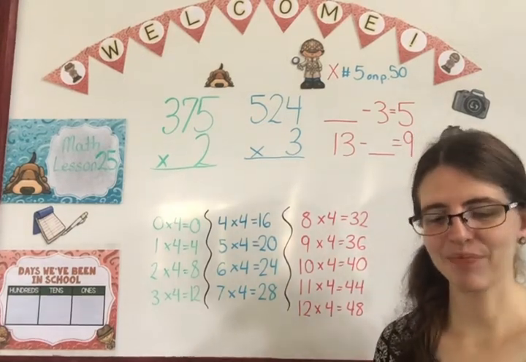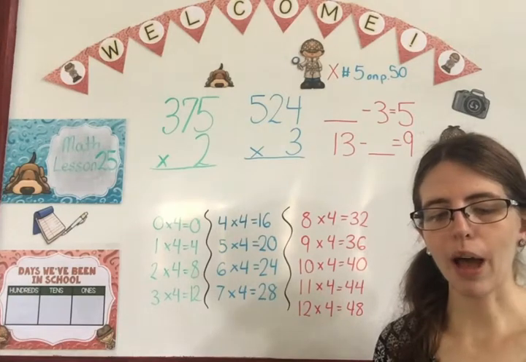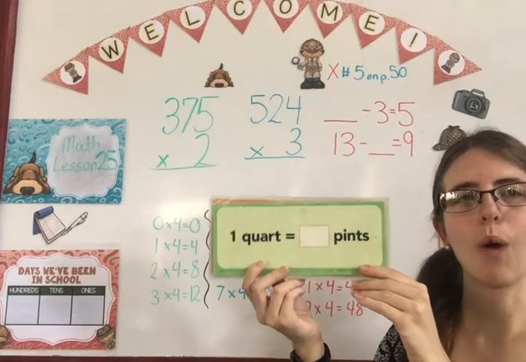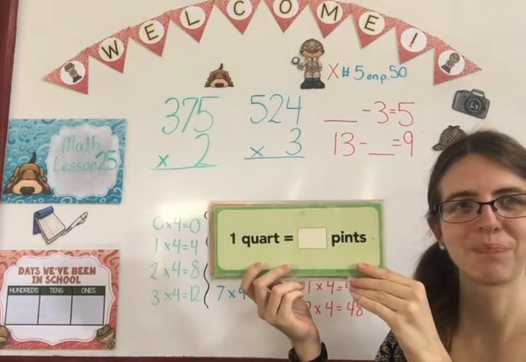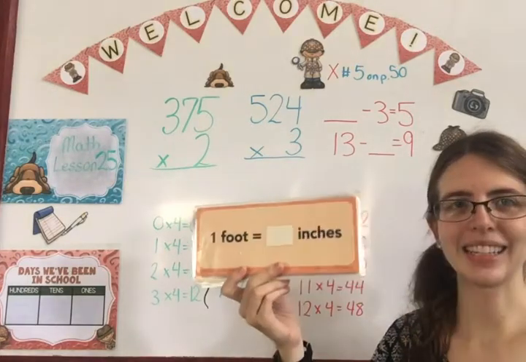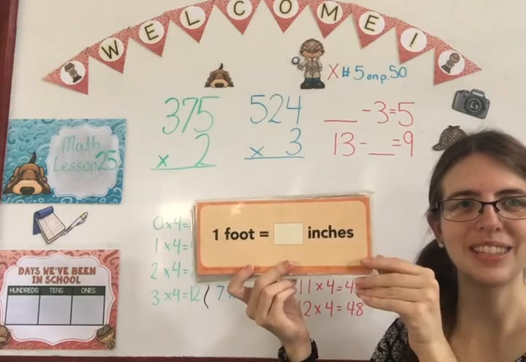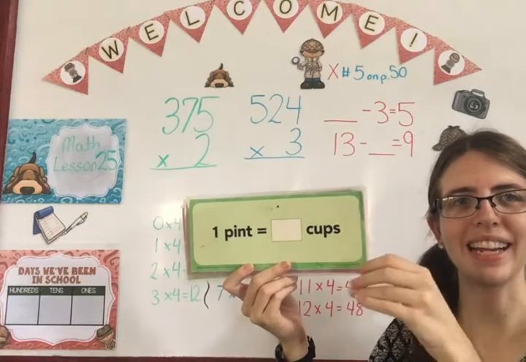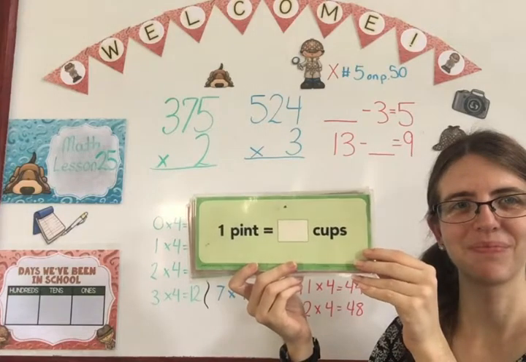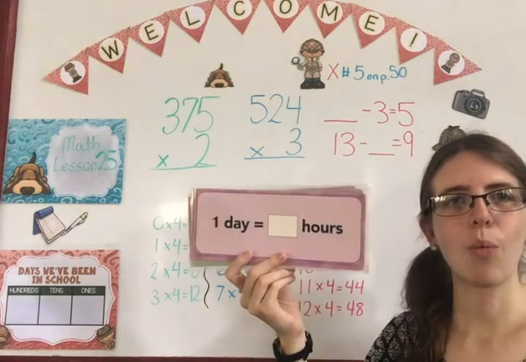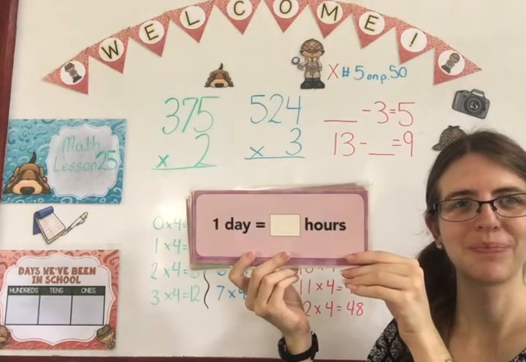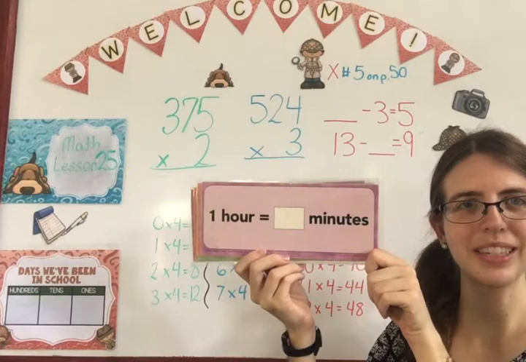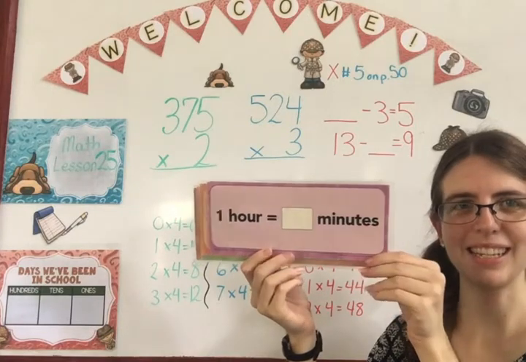You ready? You guys are doing so well with these. Here we are. 1 quart equals 2 pints. 1 foot equals 12 inches. 1 pint equals 2 cups. 1 day equals 24 hours. 1 hour equals 60 minutes.